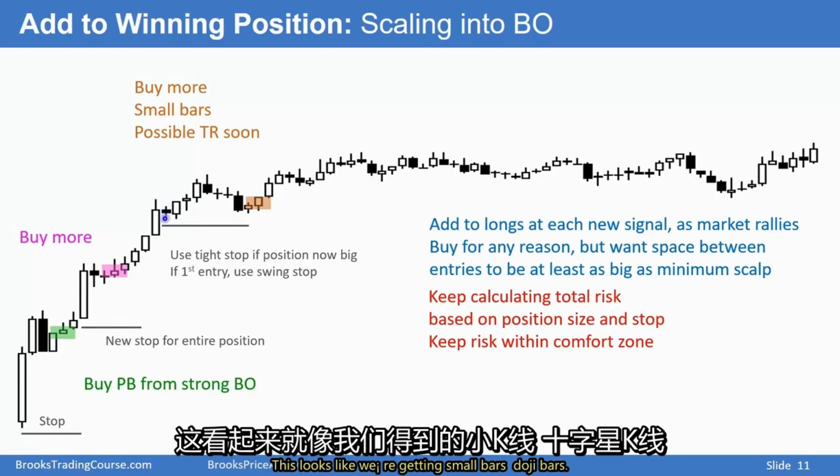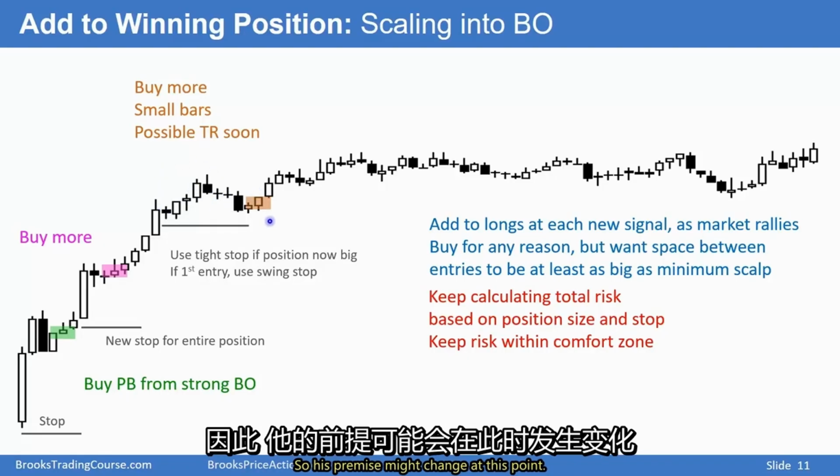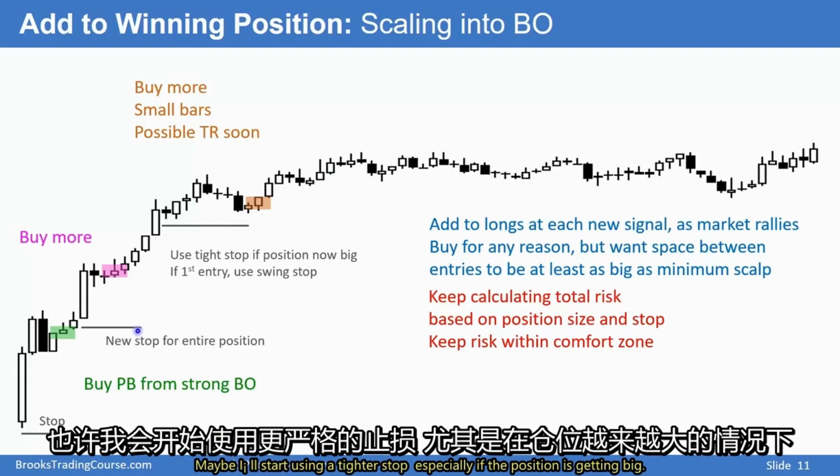Here, this looks like we're getting small bars, doji bars. We might be forming a tight trading range, so his premise might change. At this point, he might be thinking, well, maybe I'm buying a bull channel instead of a bull breakout. Maybe I'll start using a tighter stop, especially if the position is getting big.